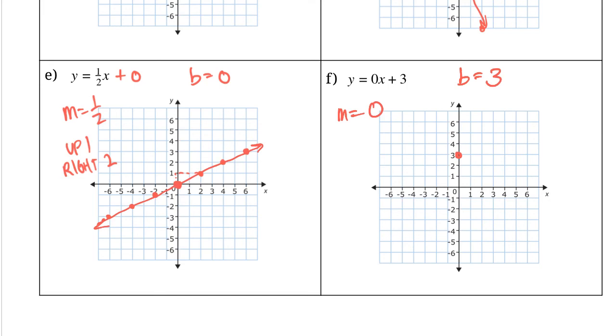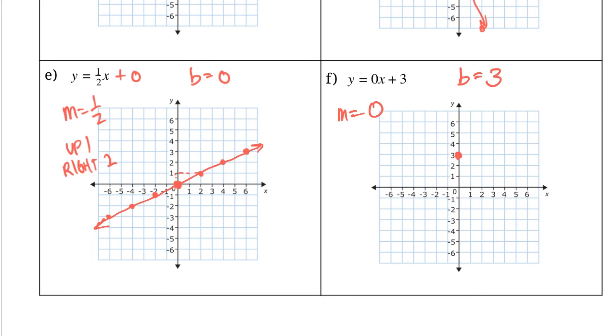Well, think about it. If a slope is 0, that means there is no slope, right? When something doesn't have a slope, you can think of it as being flat or horizontal, right? So really, that's the answer here. This is a horizontal line that goes through a y-intercept of 3.